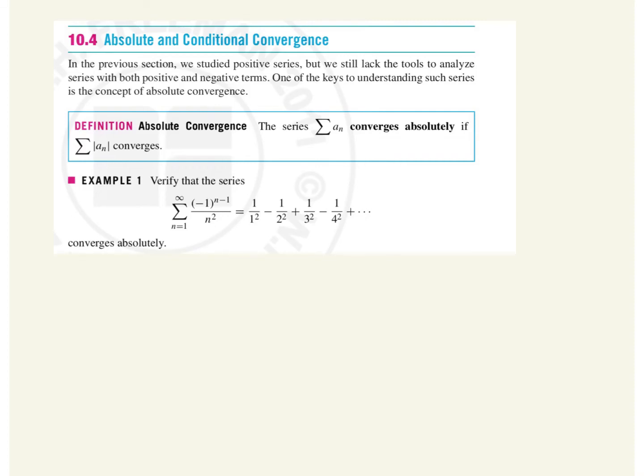Section 10.4 is absolute and conditional convergence. So far we've taken a look at positive series, but we don't really have that ability or that tool set yet to take a look at some kind of a series with both positive and negative terms. So we need to take a look at understanding this idea of absolute convergence.